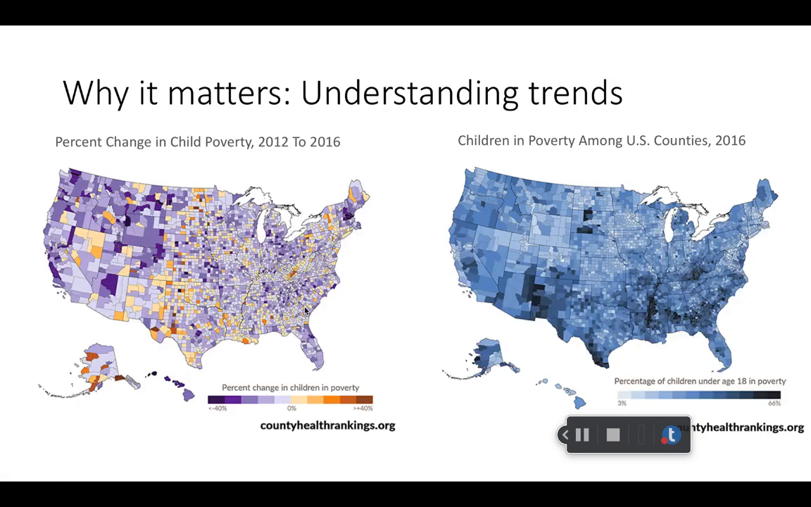Here's some other reasons why it matters. So understanding trends in poverty over time. On the left, you see the percentage of change in children in poverty. So this is a percent change that does not give us a base rate. But here on the right, we find the results. So what percentage of children under age 18 are living in poverty in various U.S. counties in the year 2016. So both kinds of information are useful, change and raw percent.